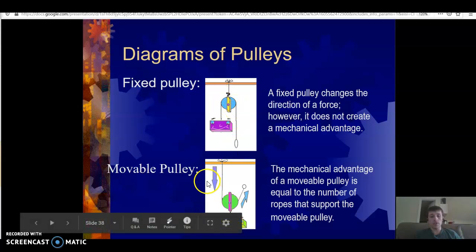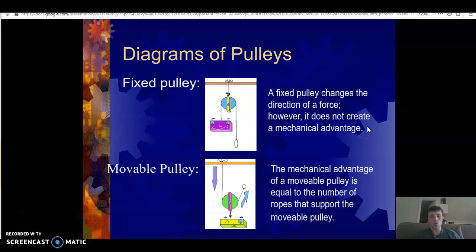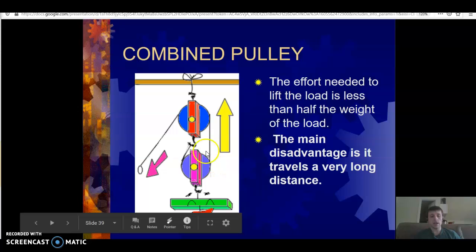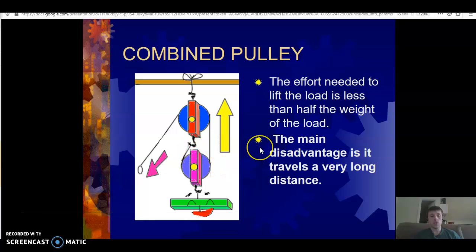A movable pulley, however, does provide mechanical advantage, and to calculate it, you need to count the number of ropes that support the movable pulley. So in this particular case, we have a hanging pulley here. It does not provide any advantage whatsoever. However, this sliding pulley has 2 ropes going into it, and therefore this is going to be a 1 to 2 system. The effort you need to lift the load is half the weight of the load. It's a mechanical advantage of 2. And the main disadvantage is you'd have to pull twice as far on that rope to lift this object.